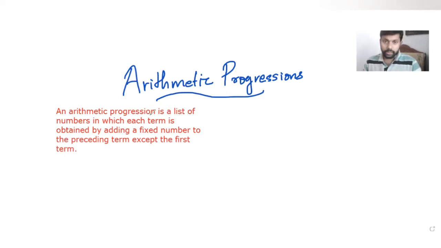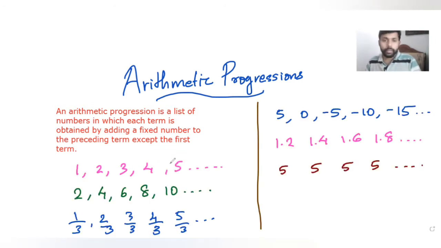Here we have seen this is a list of numbers in which each term is obtained by adding a fixed number. Let's see some examples so that we will get a clear idea about arithmetic progressions. Here we can see some examples of arithmetic progressions. For example, the first example is 1, 2, 3, 4, 5, etc.